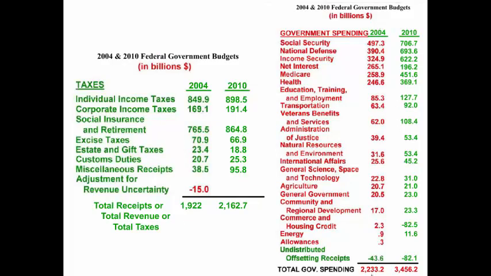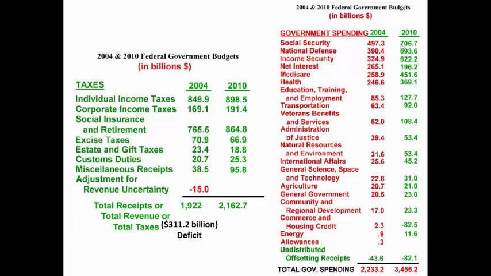Government spending in 2004 was $2.2 trillion, but the revenue brought in was less than that, so the government ran a deficit of $311.2 billion in 2004. Now, don't forget, the deficit then adds on to the debt.